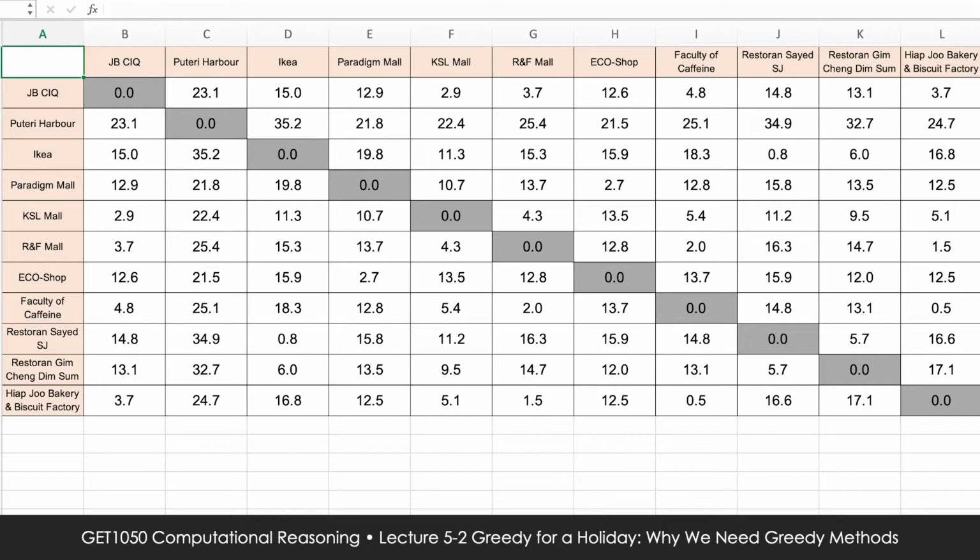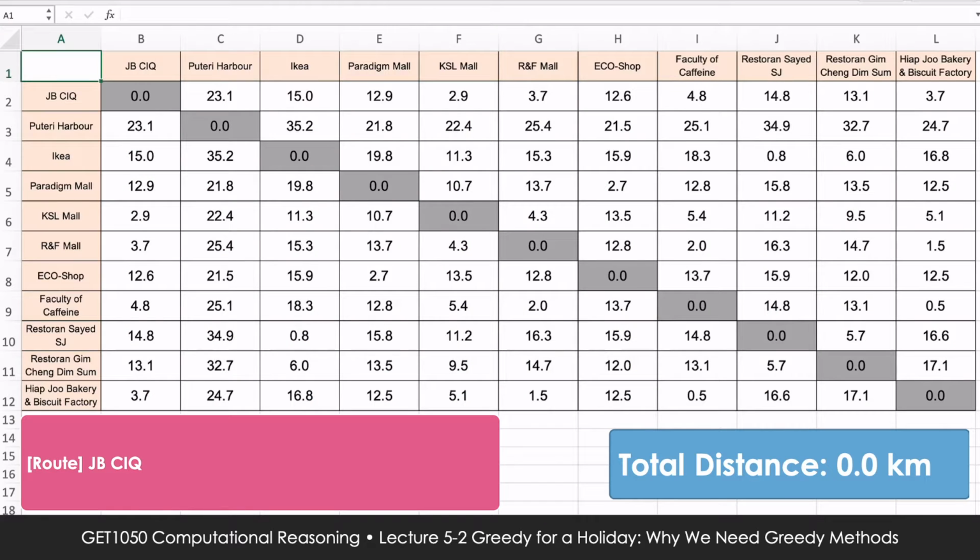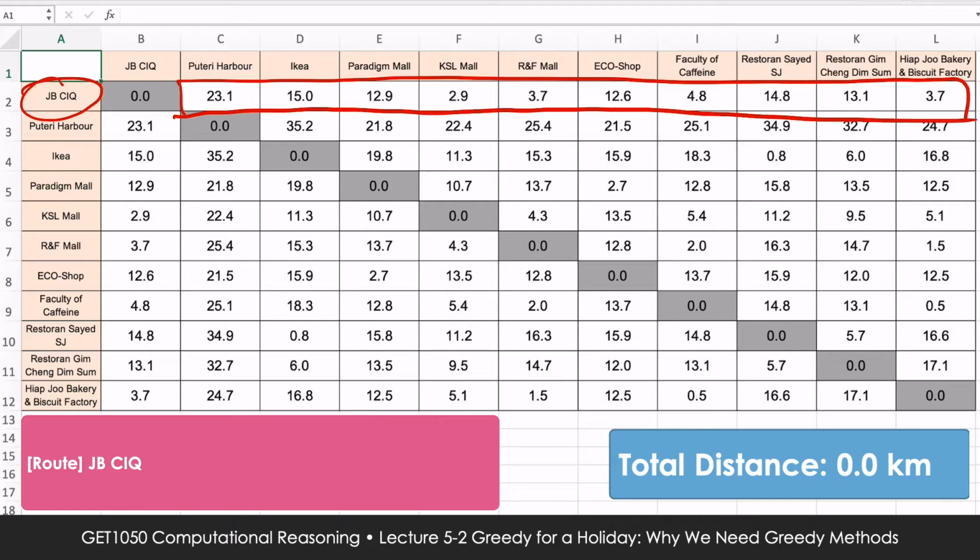Now, since we want to minimize the amount of traveling required, a simple greedy rule would be to choose the nearest location. Choose the next location that is nearest to you. Alright, so let's run through the process, shall we? Starting from the customs and immigration checkpoint, where do we go next? So let's look at the table. The nearest location here will be KSL Mall. It's just 2.9 km away. Okay, so let's go there.